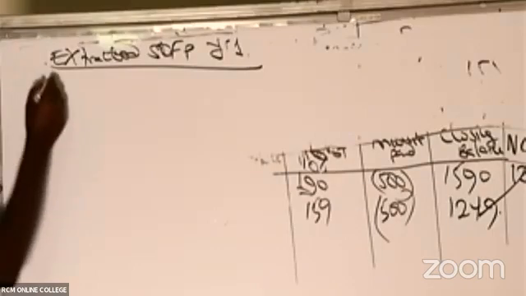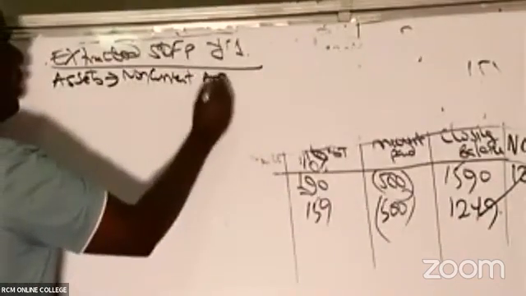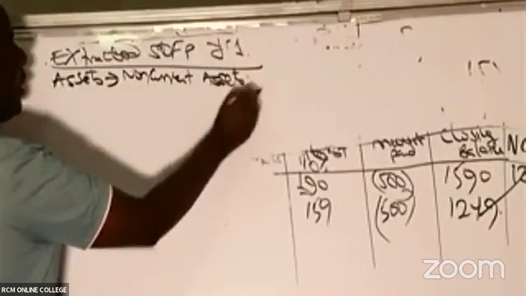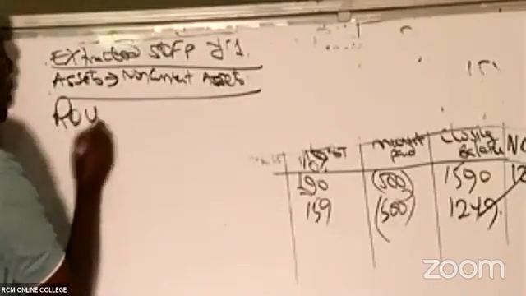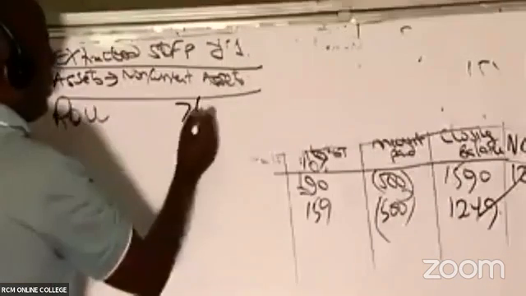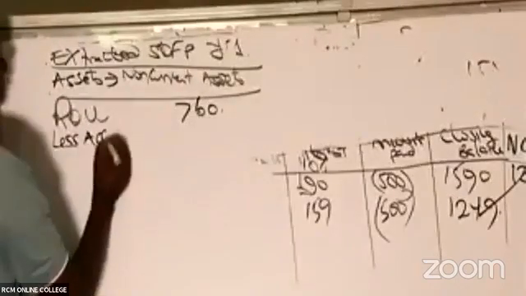So we start with assets, specifically non-current assets. So on non-current assets, we shall book right of use. Please give me the right of use. Are you able to remember the right of use figure? 760. Of course, we less, in this case here, accumulated depreciation.